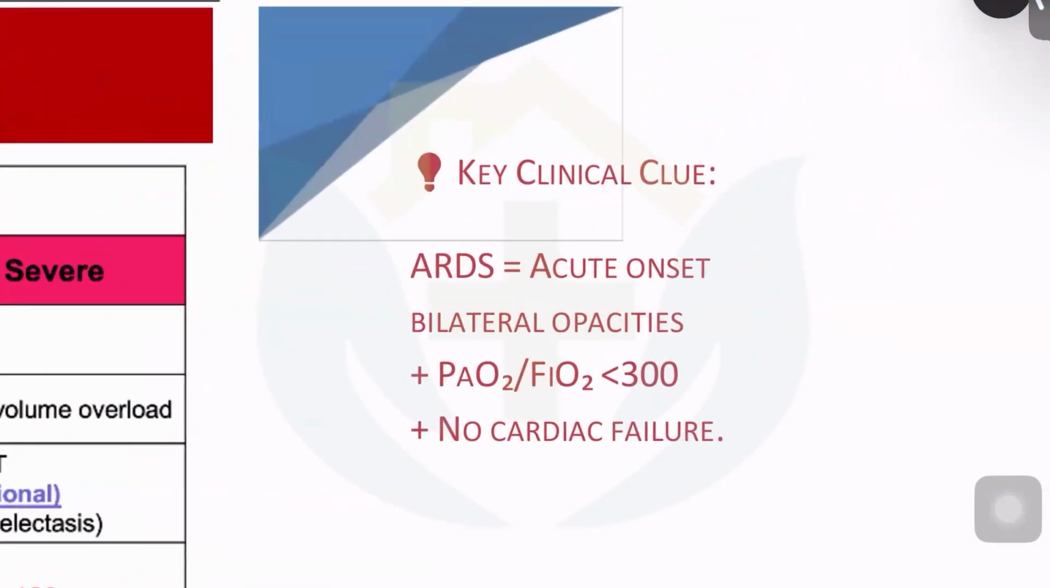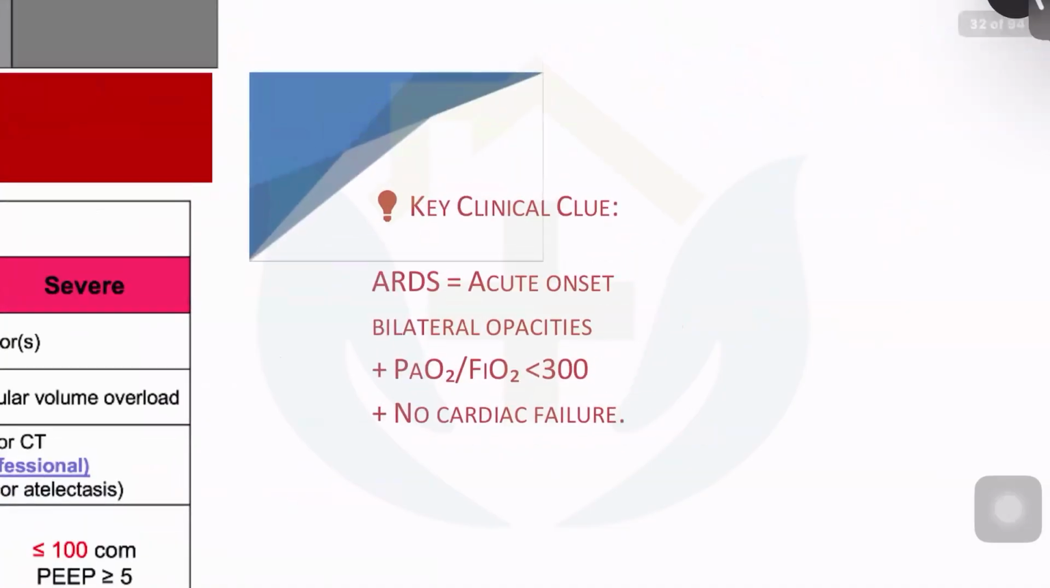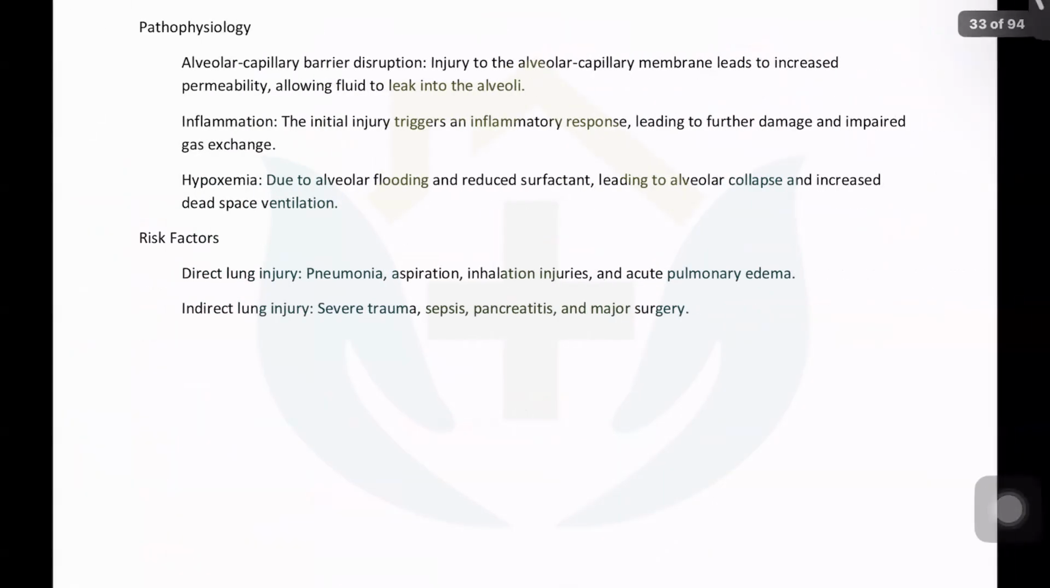So the key clues are acute onset bilateral opacities, PF ratios of anything less than 300, and provided the patient does not have a cardiac failure. We all understand that there is basically a problem with the alveolar capillary barrier which gets disrupted. Injury to the membrane leads to increased permeability. The fluid enters into the alveoli, flooding the whole space. The inflammation is the one that starts everything, and hypoxia is the end result of it.